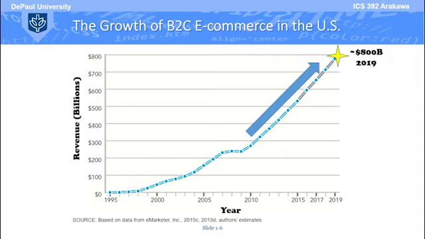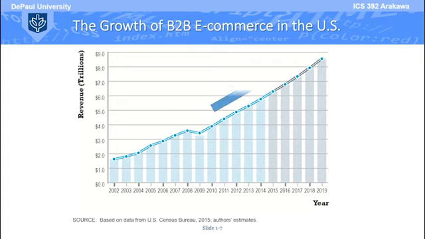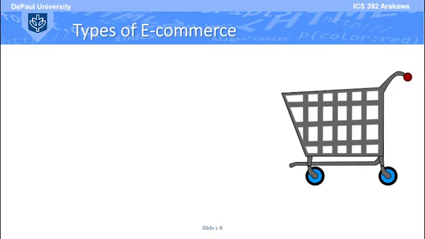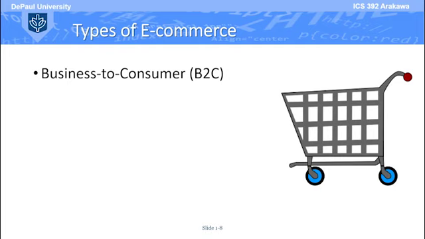Let's take a look at a similar trend in B2B e-commerce, and you can see we've got that same steady increase. Obviously businesses buy a lot more than consumers, and this is scaled in the trillions. In the next slide we're going to look at types of e-commerce, and we're going to talk about them briefly, and the one we'll focus on in this class is going to be B2C e-commerce. So we'll give you some examples of different types of B2C e-commerce in the next slide.